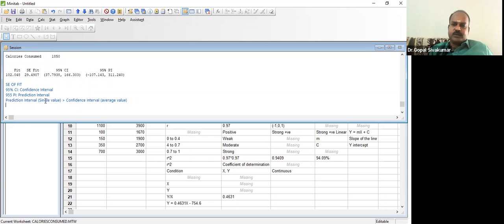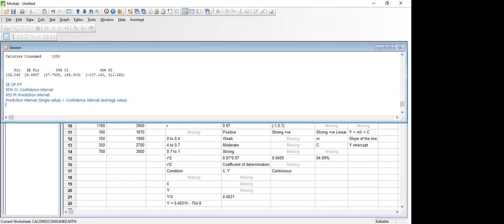Now I will take you through the slides to understand further with respect to correlation and regression. Any questions so far? No, sir.